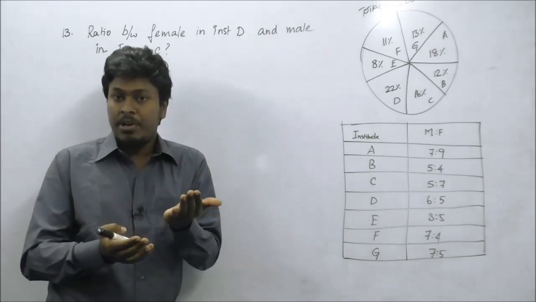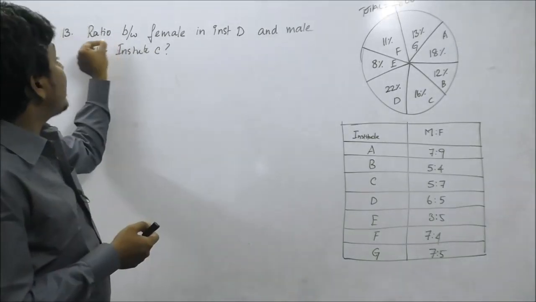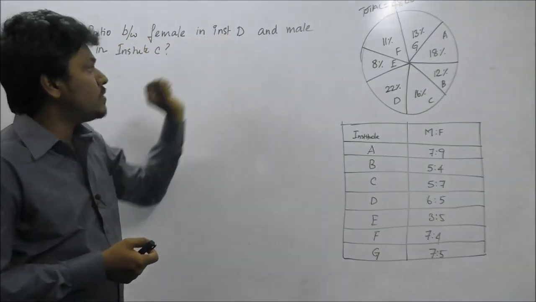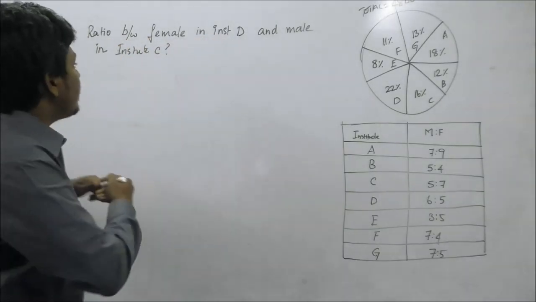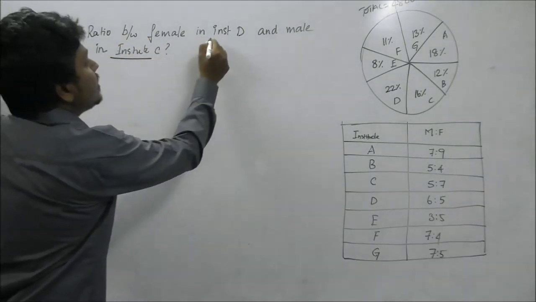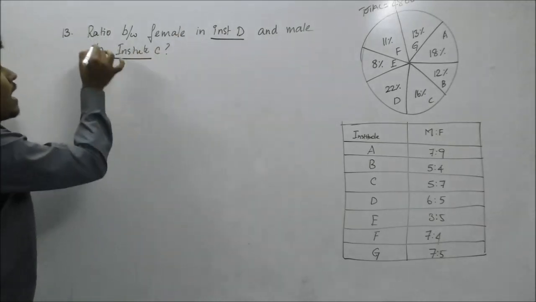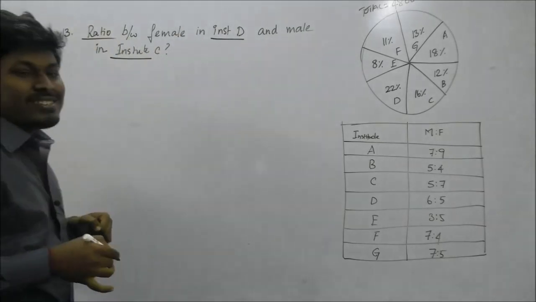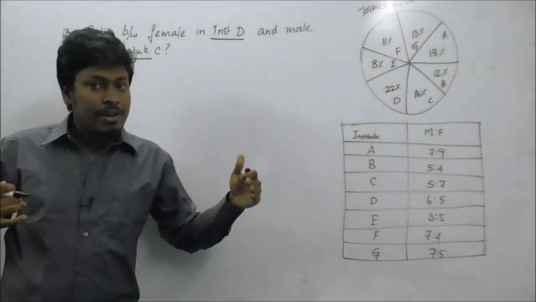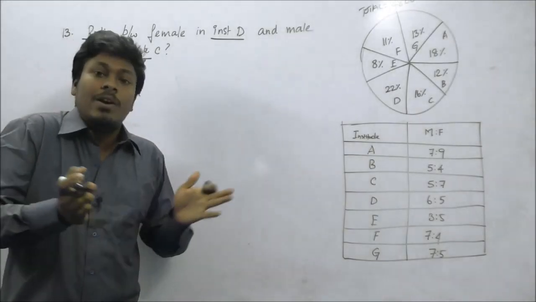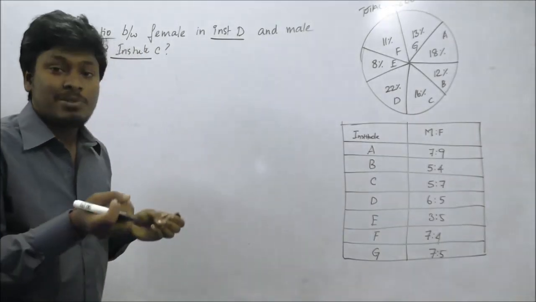I have the question paper in my hand. See here, the question asks for the ratio between females in institute D and males in institute C. They are asking a ratio. First thing, remember friends, don't go for a lengthy procedure. I am just going to shorten it, and how I am solving this sum is more important.